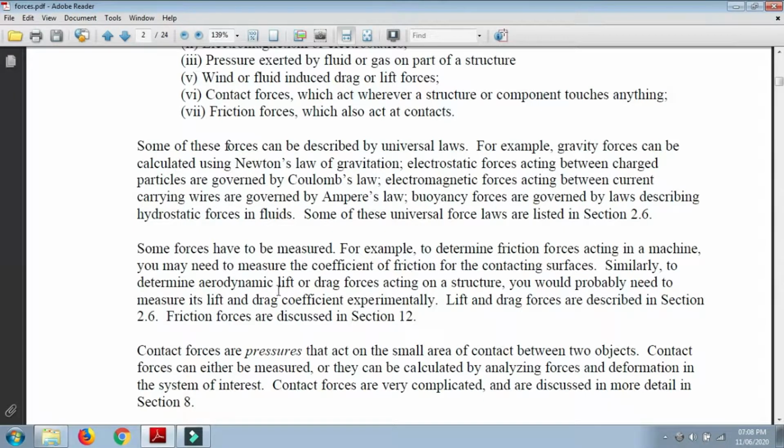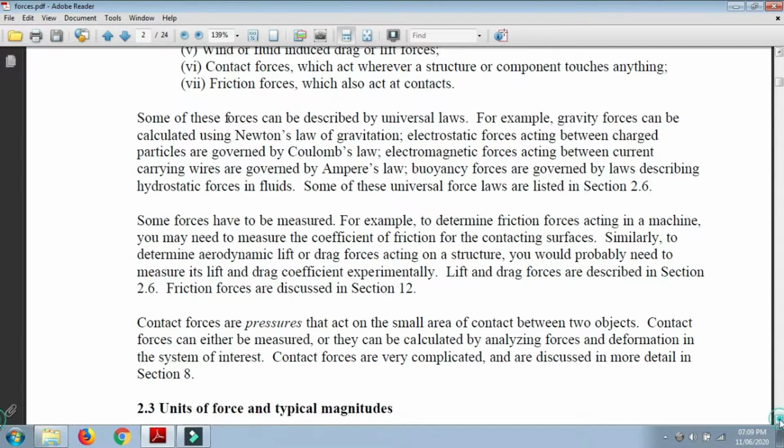Okay. Similarly, to determine the aerodynamic lift or drag forces acting on a structure, you would probably need to measure its lift and drag coefficients experimentally. You will be studying these things, lift and drag, when you go to your second year, specifically in your fluid mechanics courses, and in car body design if you are an automotive structure engineer. Okay, so lift and drag forces are described in section 2.6. If you see it over here, it is coming.